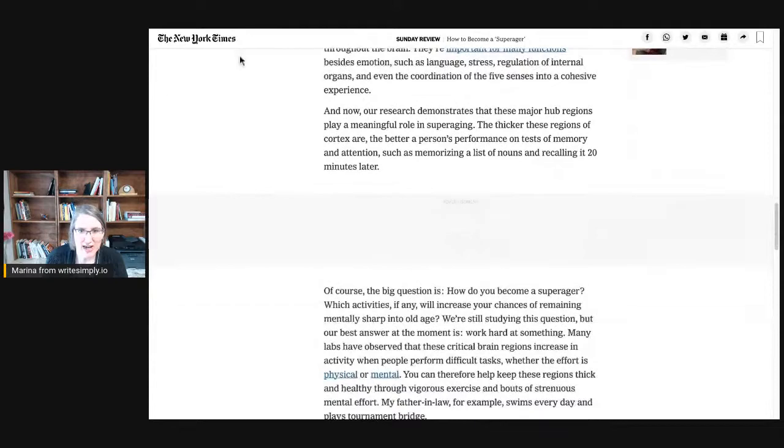Then she goes on, our research demonstrates that these major hub regions play a meaningful role in superaging. Now, here's the thing. The thicker these regions of cortex are, the better a person's performance on tests of memory, etc. So she's saying this is what it used to be, and here's all the proof that that used to be the case. Now we've done this new study, and here's actually what we found.